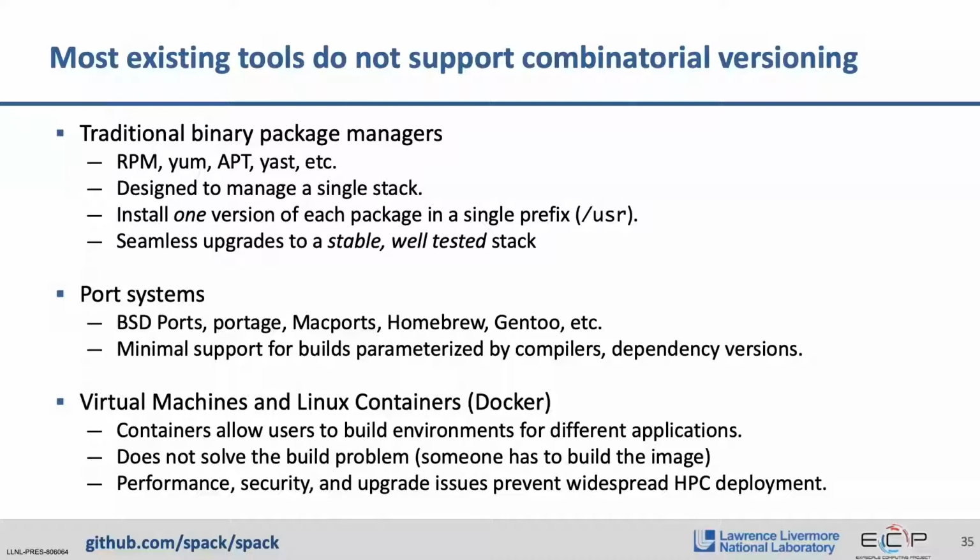Then there are port systems. I think people have heard of BSD ports, Portage, Gentoo, MacPorts, and Homebrew. They're similar to the binary package managers used at the system level in that they're building a single prefix for the most part. They're just installing from source instead of from binary packages. And there's not a lot of support among those systems for parameterizing builds by compilers and dependency versions. So this is another place where Spack is different.